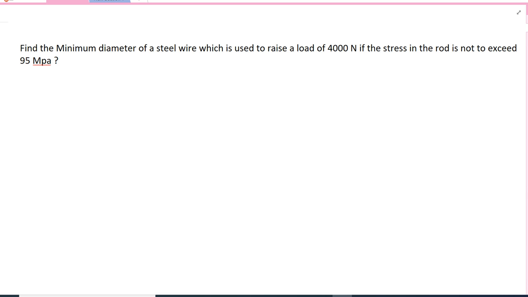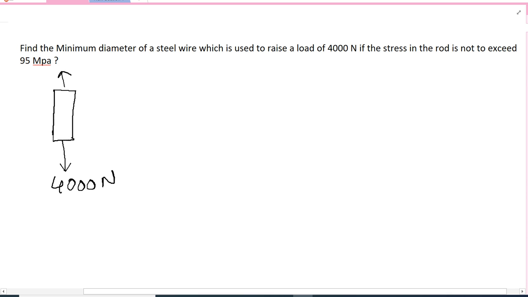It says find the minimum diameter of a steel wire which is used to raise a load of 4000 Newton if the stress in the rod is not to exceed 95 megapascal. That means a steel wire is used to lift a weight of 4000 newton, and because of that the stress at any point throughout this wire should not exceed 95 megapascal.